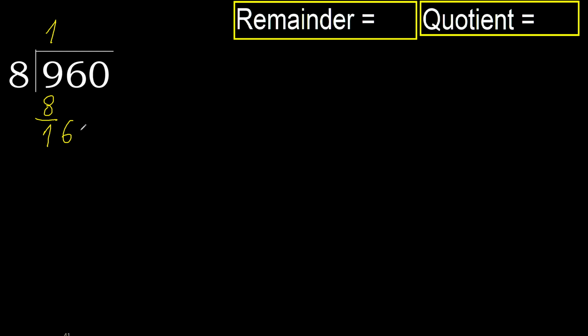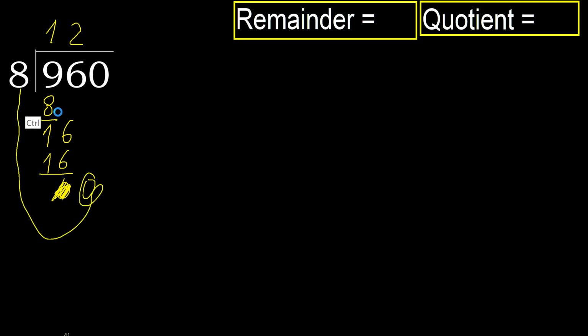Next, 16. 8 multiplied by 3 is 24, which is greater. Multiplied by 2 is 16. Okay, it is not greater. 16 minus 16 is 0. Next, bring down the 0 here. Okay, 0. 0 is less.